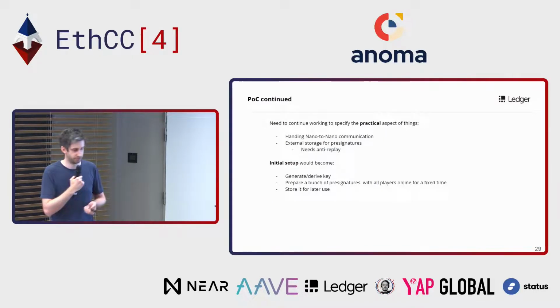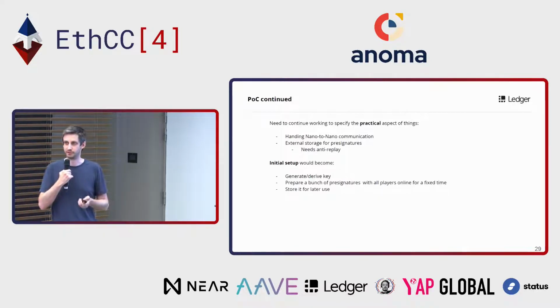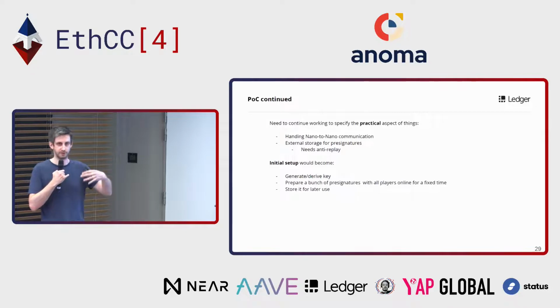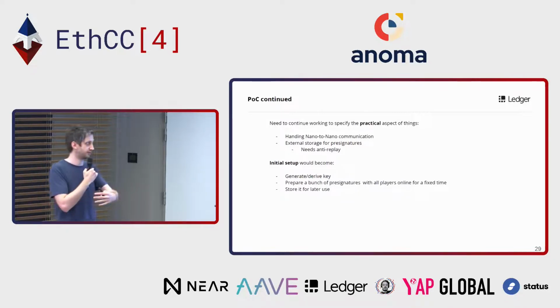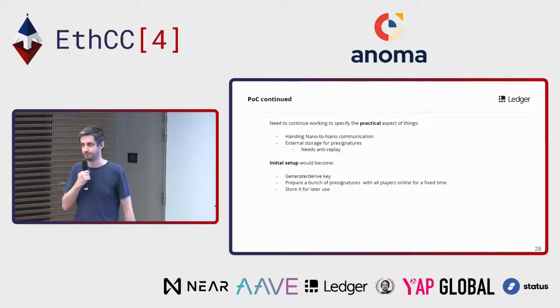And just a bit of info about the practical aspect of things. To get that into a product, we would need to handle more engineering details like nano-to-nano communication and external storage for pre-signatures, like if you want to move some things to the setup phase rather than the online phase. It needs anti-replay and a bunch of other practical stuff, but the result is here. It's not taking too much time to actually do a threshold signature, Threshold ECDSA specifically, on Nano S. And that's it.